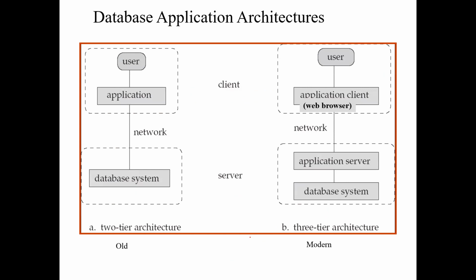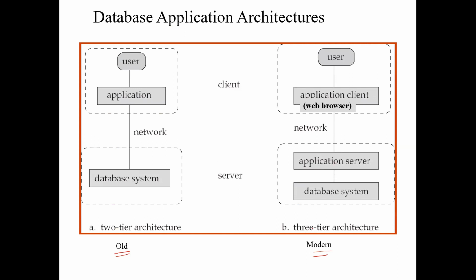In this diagram, we can see that there are two architectures. One is the old and the second is the modern. Why is it called old? Because here there are two stages, so we call it a two-tier architecture. It means that the user interacts through application programs, and the application program, through the network, accesses the database system. So the client has the application, and through the application, it directly accesses the database. That is called two-tier. This is the first level and this is the second layer.